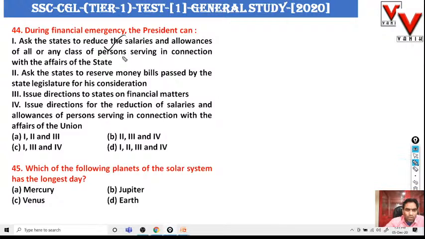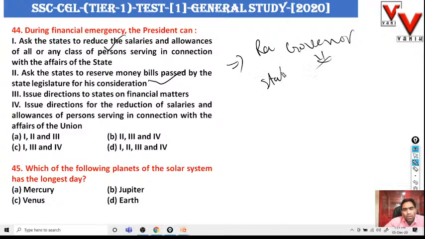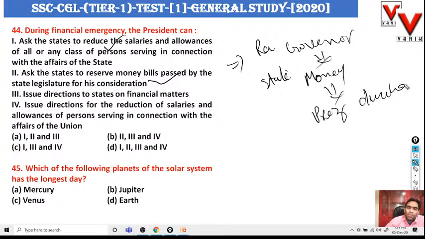The president can ask for this during the financial emergency. Ask the states to reserve the bills passed by the state legislature for consideration. This is by the Rajyapal, that is, the governor. The governor is going to reserve the state money bills for the president's consideration during the financial emergency. In India, a financial emergency has never been proclaimed.